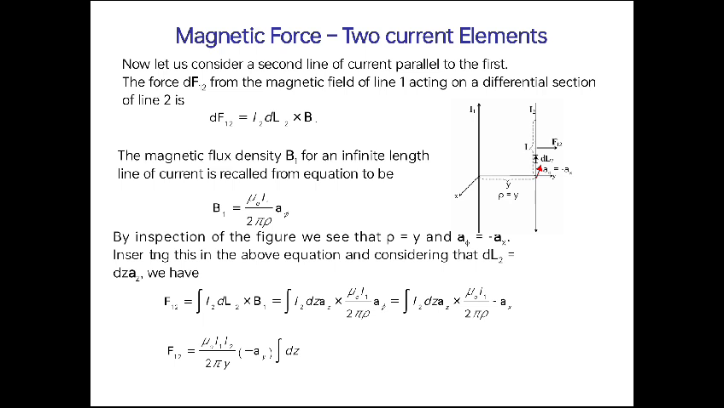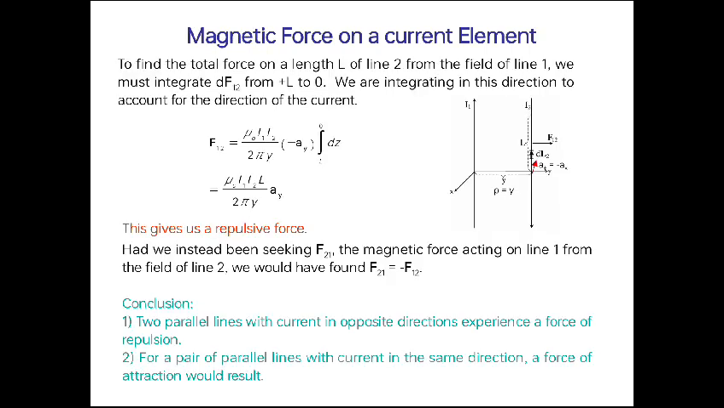Inserting this in the above equation and considering that dL2 is equal to dz into az, the big equation of force becomes F12 is equal to mu naught I1 I2 divided by 2 pi y of minus ay integral over dz. To find the total force on a length L of line 2 from the field of line 1, we must integrate dF from plus L to 0. We are integrating in this direction to account for the direction of the current. We will get F12 is equal to mu naught I1 I2 L by 2 pi y into ay. This gives us a repulsive force.